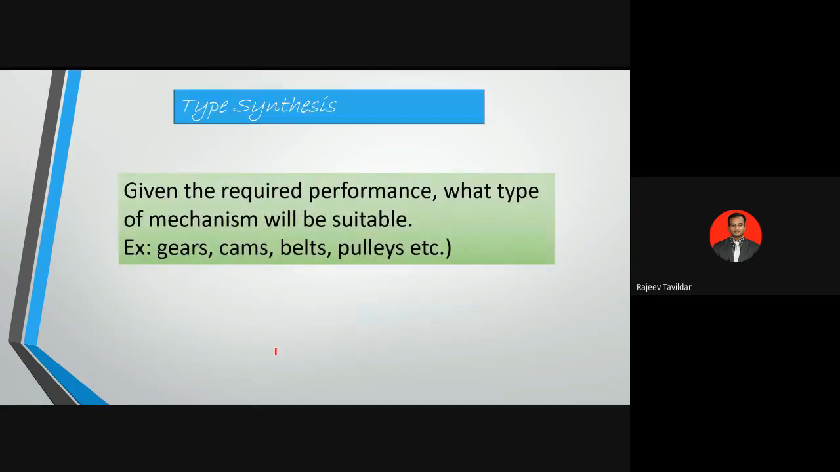In type synthesis, we have the performance given to us. For this particular performance, we need to finalize, or choose, what type of mechanism is suitable. That means for the performance given, I need to understand whether I'm going to use a gear mechanism, a cam mechanism, belts, pulleys, and so on.